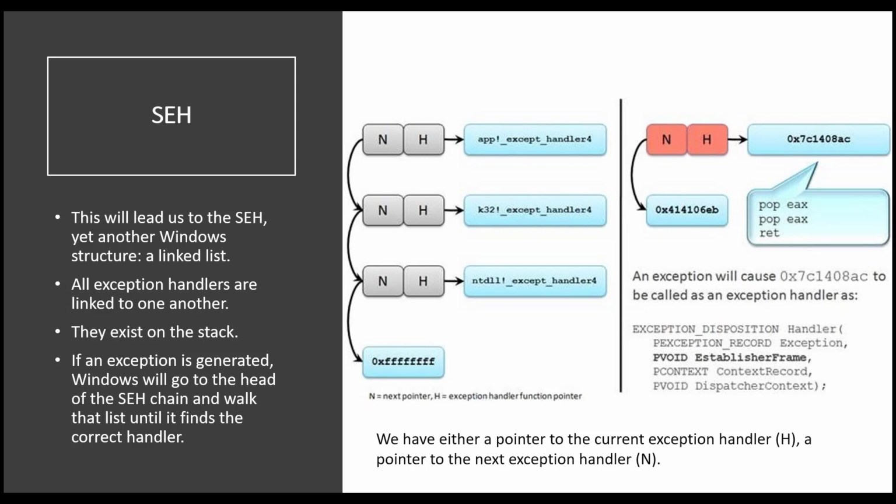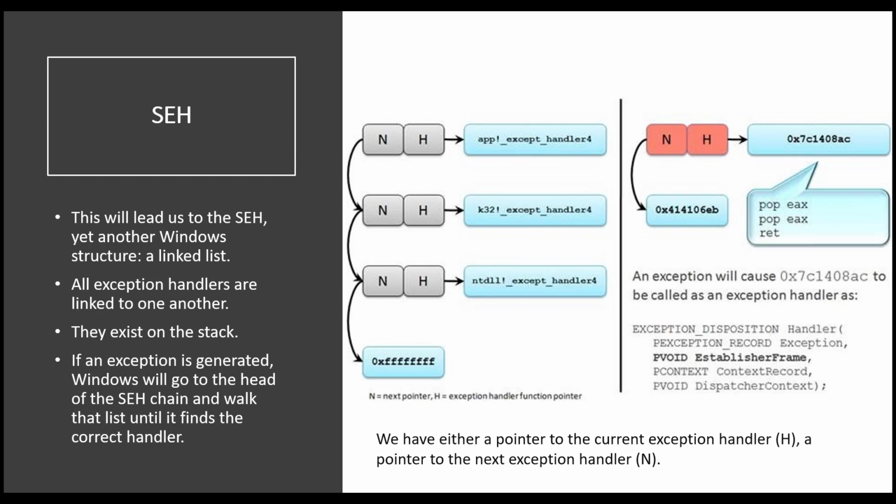In terms of how we actually implement SEH, it's really a linked list structure. The next is going to be the first one we see there, and it points down to the next location. And the H, the handler, will point to an address. The address will take you to a block of code that will address that particular exception.